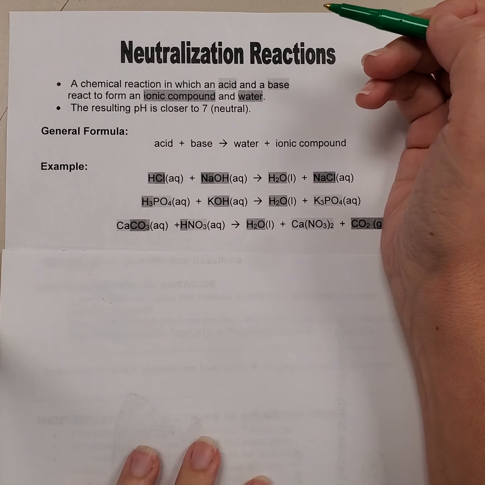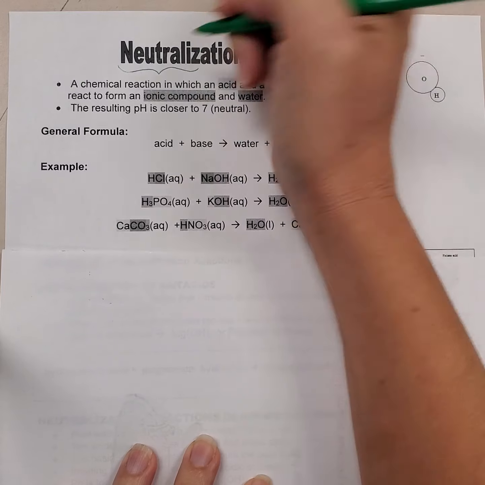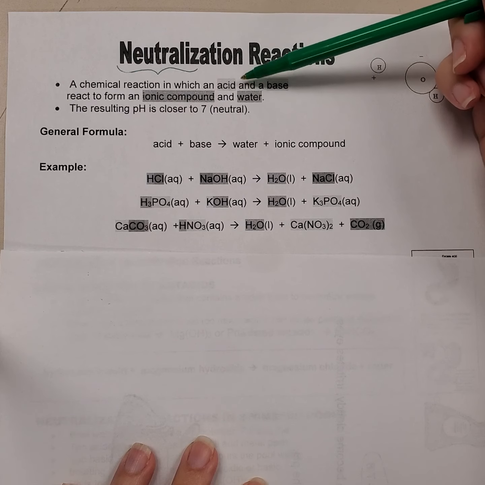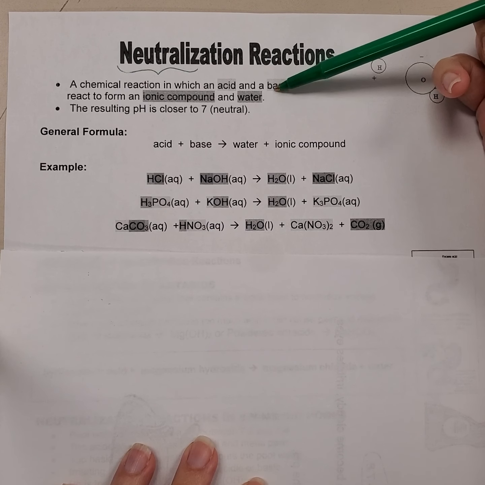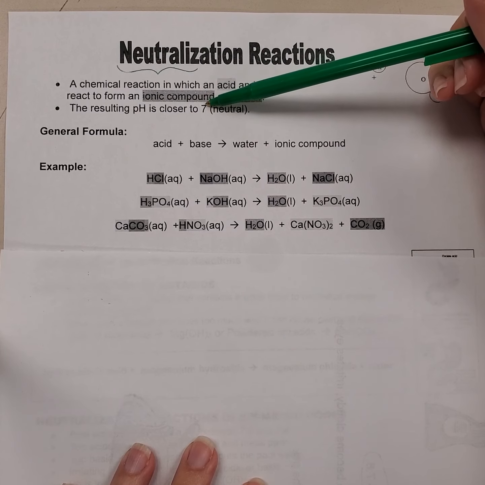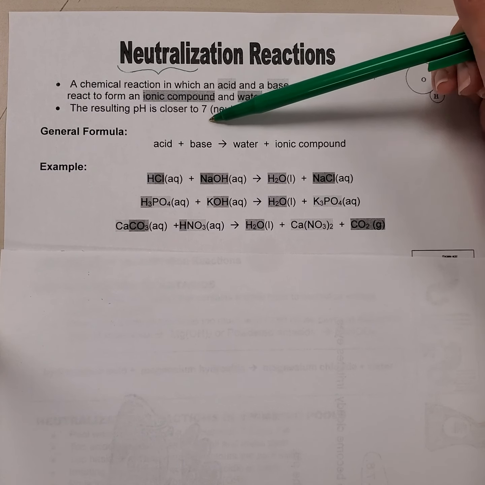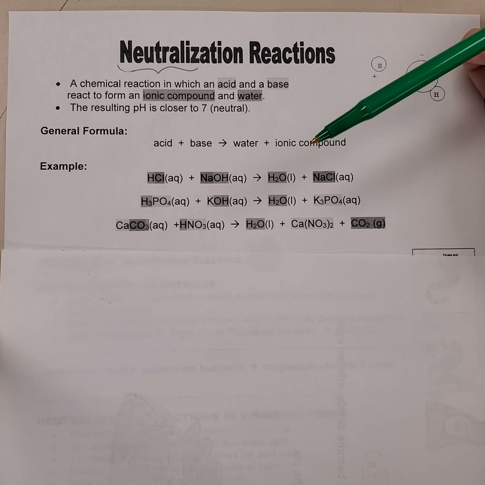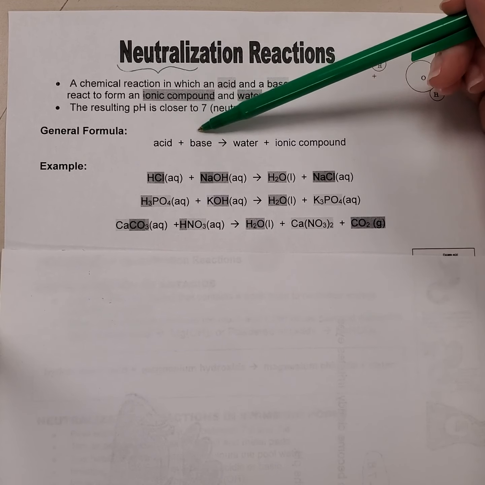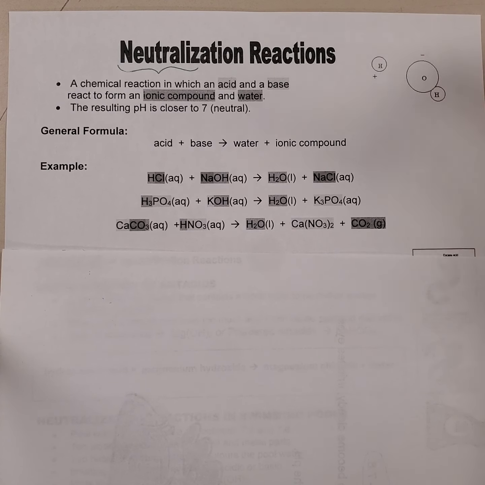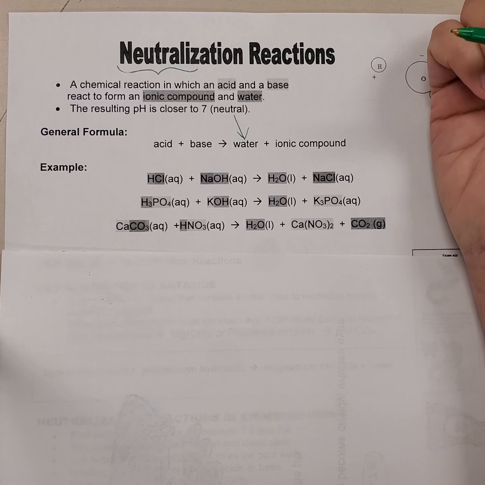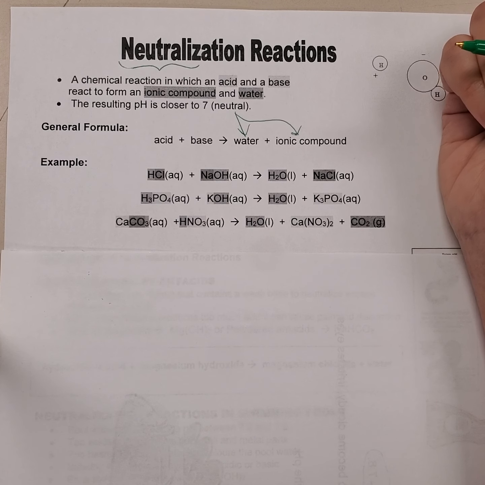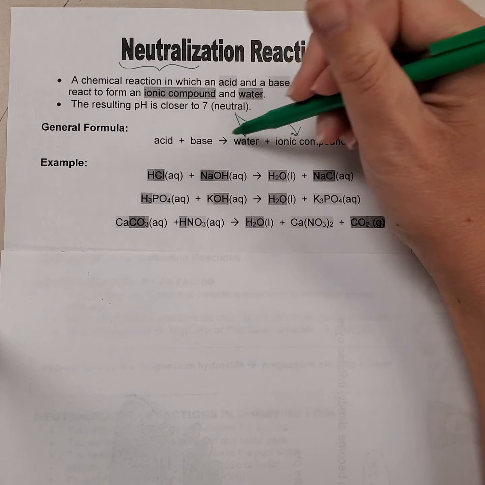When you see the word neutralization, the word neutral should jump out at you. In a neutralization reaction, you are reacting an acid and a base in the hopes of achieving a pH that is closer to 7. So what you want is a pH that is neutral. The general formula is: an acid and a base, which are your reactants, producing water and an ionic compound. The water is what is going to make this reaction neutral, and ionic compounds are also neutral.